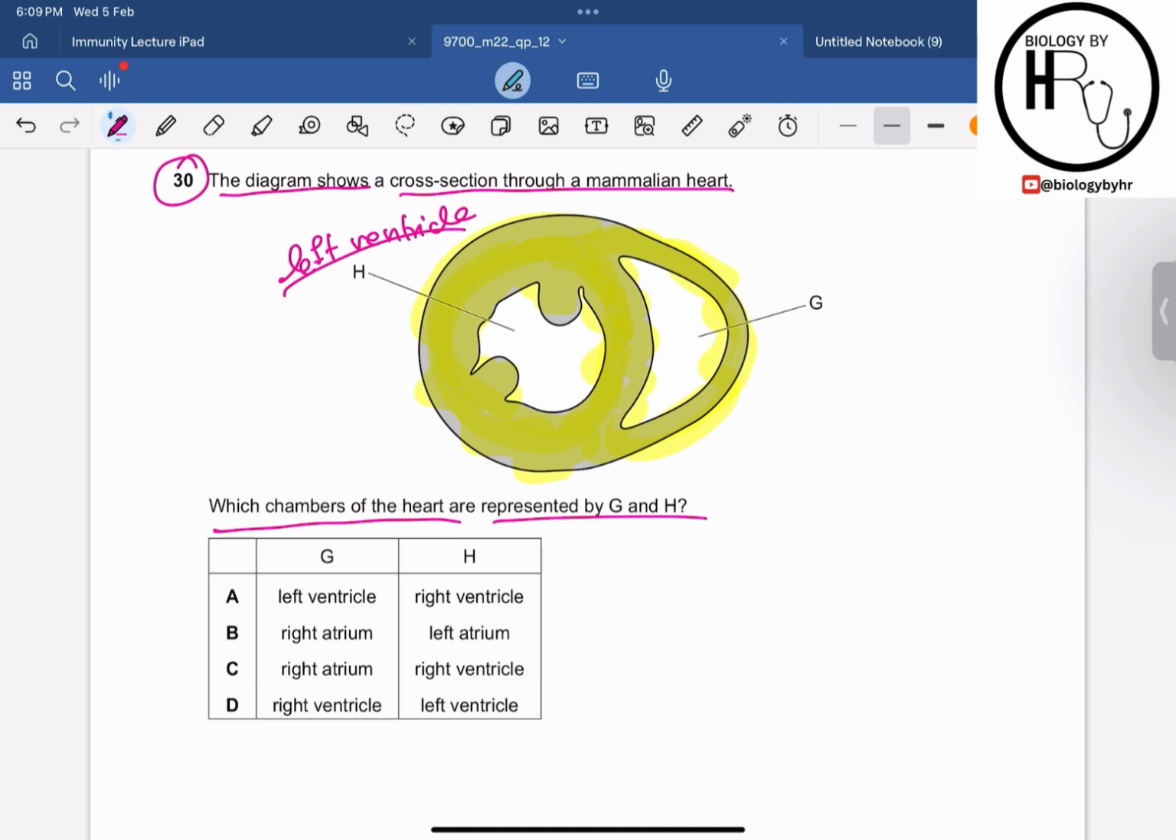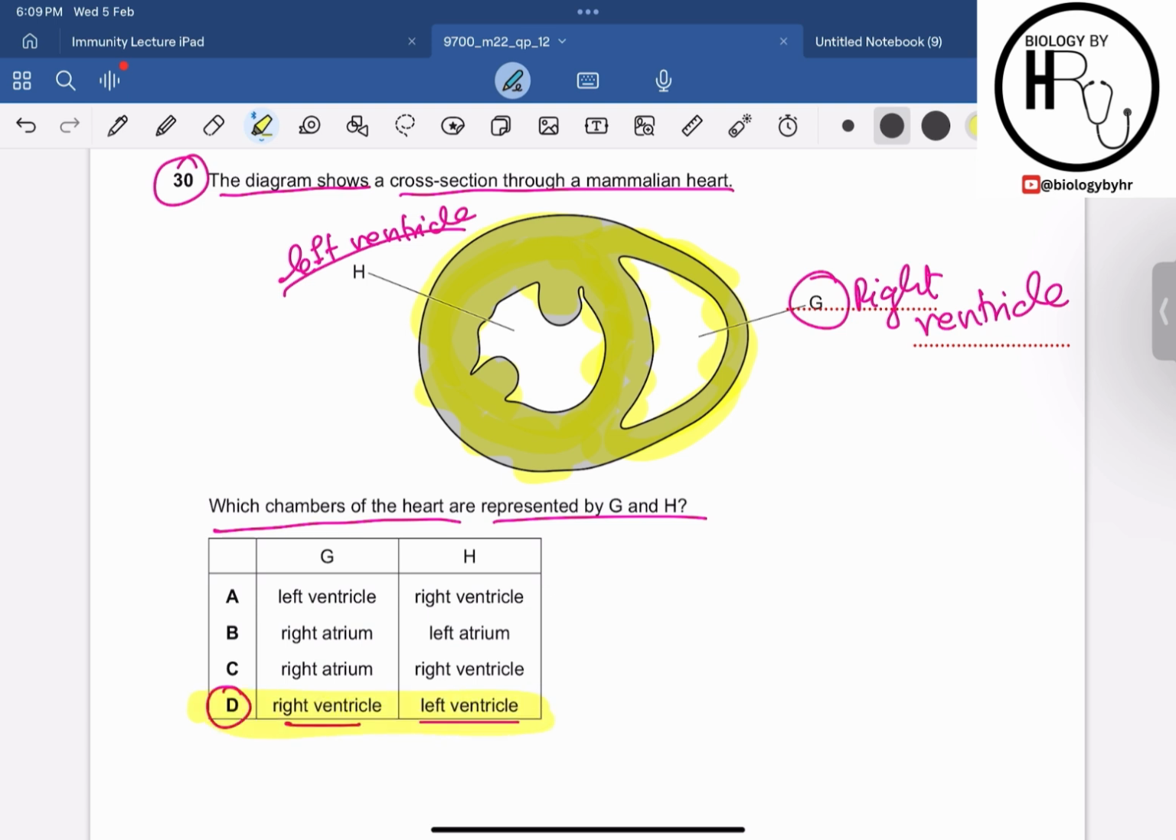Because it has to pump the blood to the aorta, which has to supply the blood to all of the body. So hence H is the left ventricle because it has a thick muscular wall around it, and G is the right ventricle, sorry, not atrium, ventricle, right ventricle, right? So hence the correct option would be option D. Yes, G is the right ventricle and H is the left ventricle. So hence the correct answer over here would be option D.